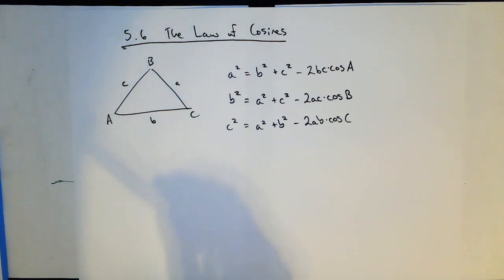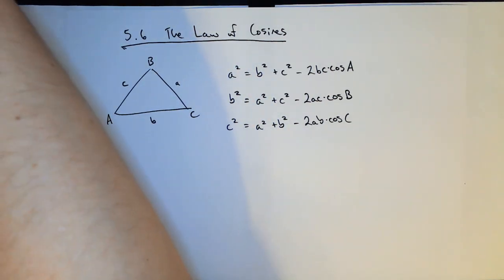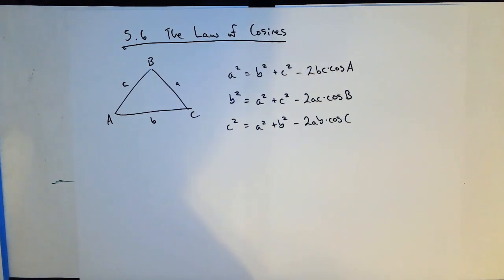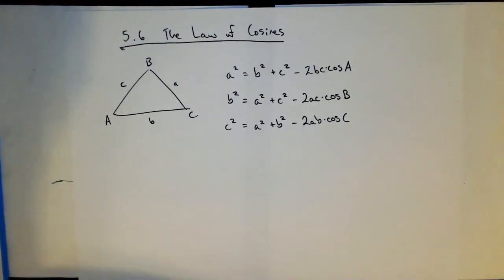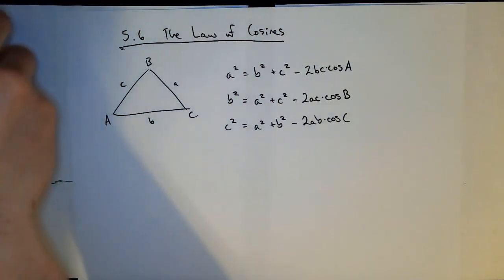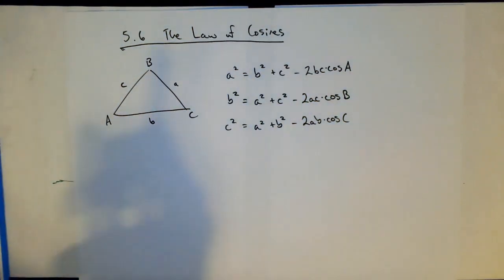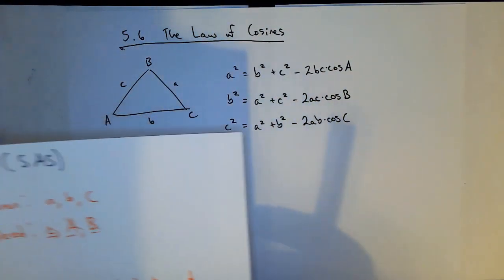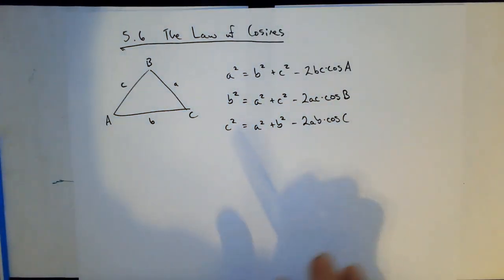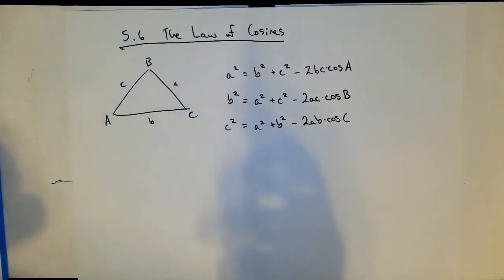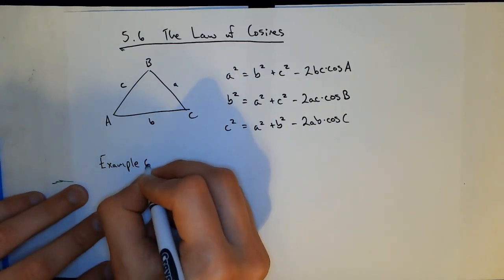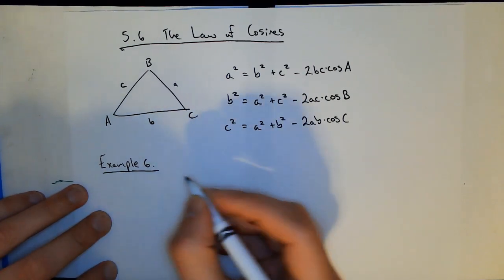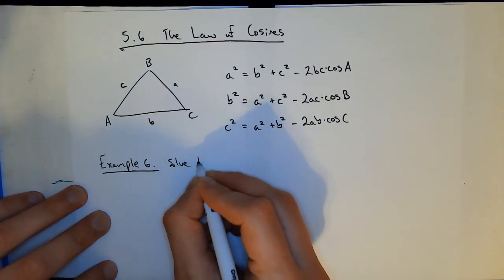I'll give you these formulas on the final exam, the law of sines and the law of cosines. All three of these together are called the law of cosines. Okay, so let's go back to example 3 now that we have this tool and see where we can get. So I'll actually rewrite it. I'll just call it example 6. Solve the triangle.